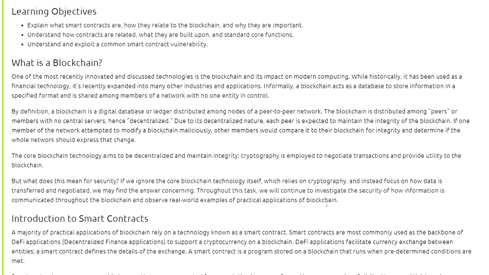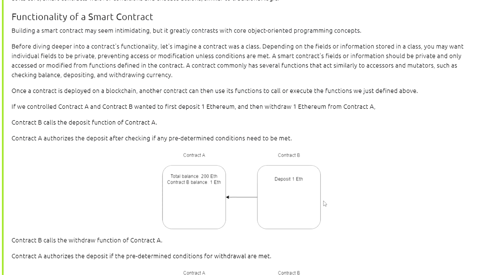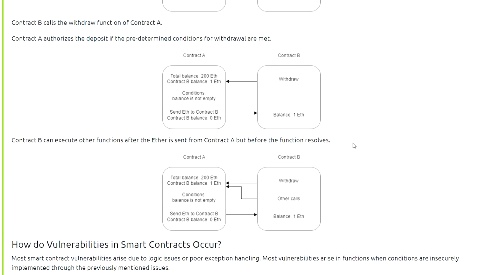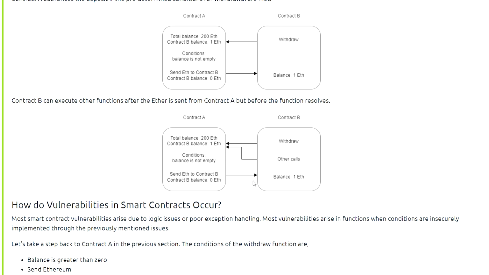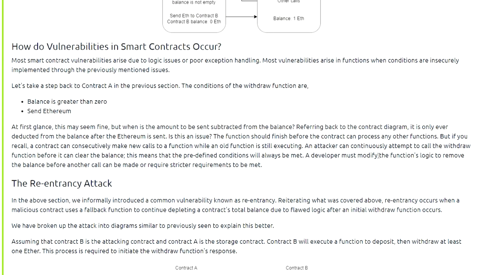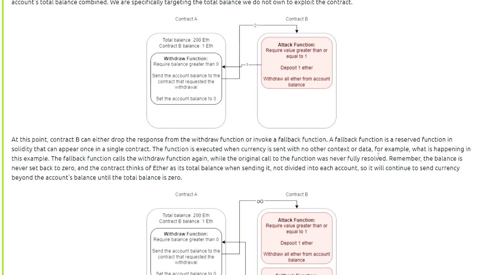They made an example of Ethereum. If you deposit 1 Ethereum to a public contract that has 100 Ethereum and then withdraw, the public contract's withdrawal action takes some time, and if you send another withdrawal in the meantime, theoretically you can withdraw all the Ethereum from this public contract. Because your contract can execute other functions after the Ethereum is sent from the public contract but before the function resolves. I still remember this trap as one of my friends mentioned it.